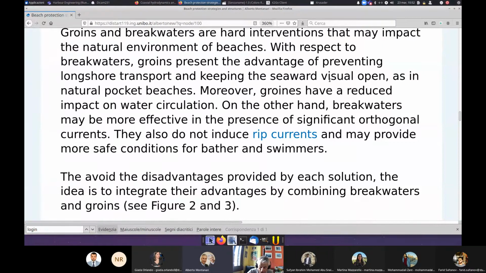The important thing that I want to point out here is what rip currents are. Rip currents are currents that may be generated by groins, and they are directed from the land side to the offshore side, generated by the waves reflected by the groins. These rip currents are to be carefully evaluated because they may be dangerous for people bathing on the beach.